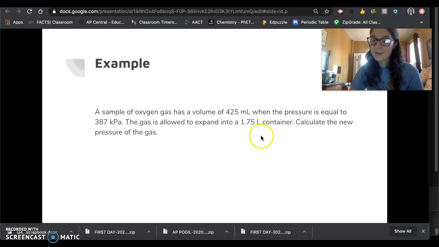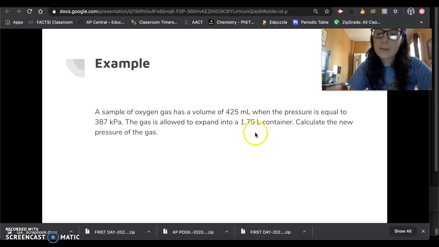So I either have to convert 1.75 liters to milliliters or change 425 milliliters to liters. Does not matter which one I do. I'm going to end up changing this one to liters because I like liters better. But you could easily change 1.75 to milliliters as long as they are the same. It doesn't matter. We'll talk about temperature later. But for now, for volume and pressure, doesn't matter what it is as long as you are consistent.